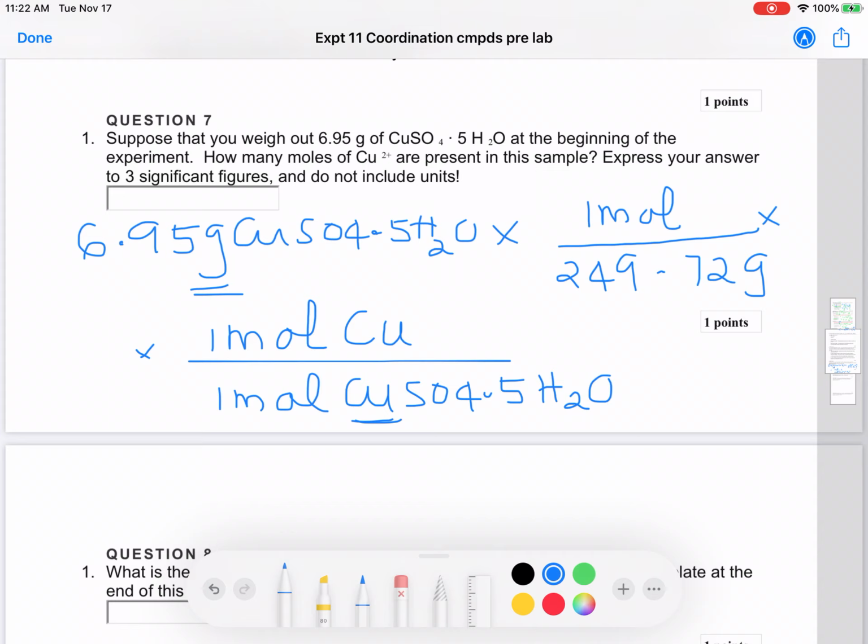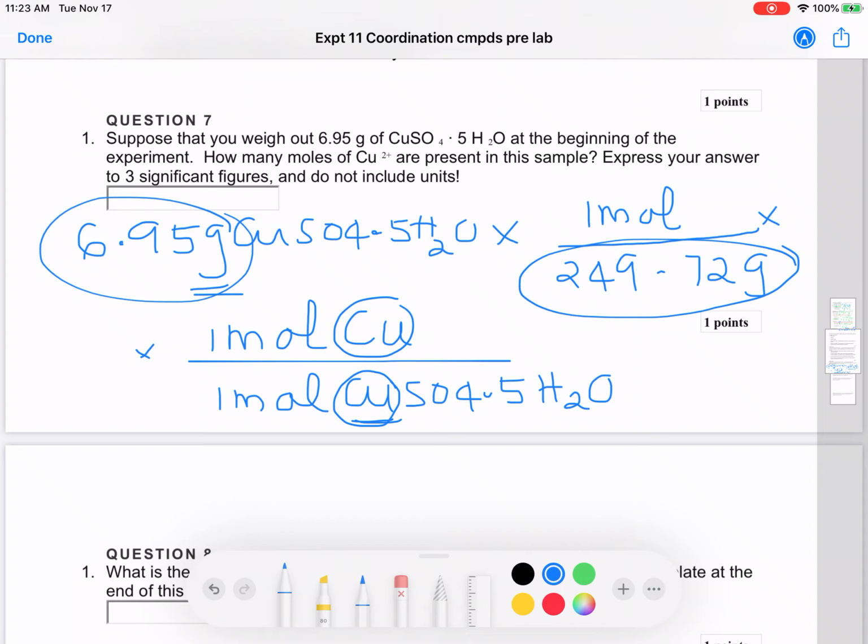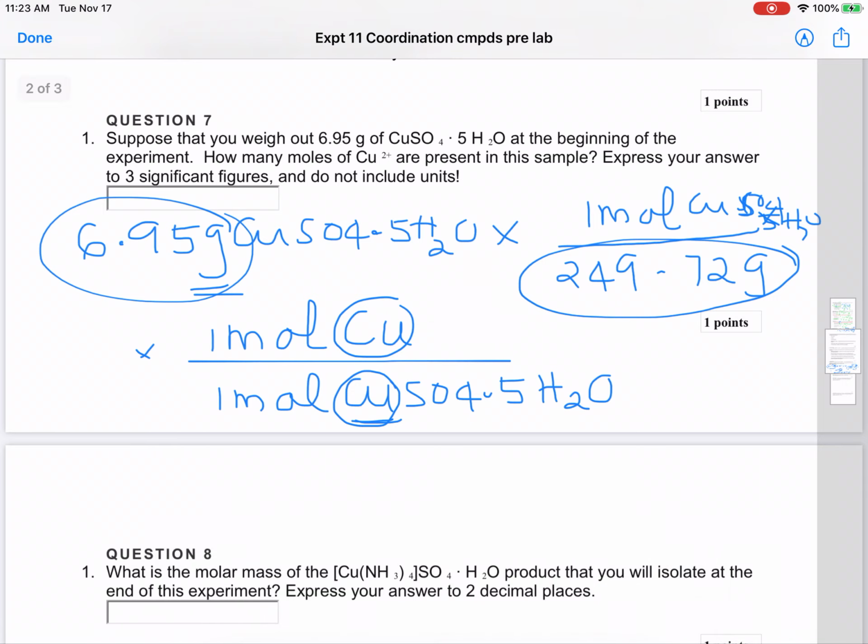And then the molar ratio: if you take 1 mole of copper sulfate pentahydrate, it has 1 mole of copper. So basically what you need to do is you take 6.95 gram and you divide it by the molar mass of the compound. That will give you the number of moles of copper ions present in this sample, which is also the number of moles of copper sulfate pentahydrate. 1 mole copper sulfate, 5 water molecules. You will see what I'm trying to write here. Okay, that's how you calculate the number of moles.